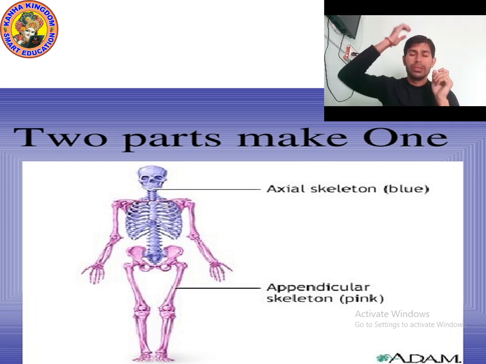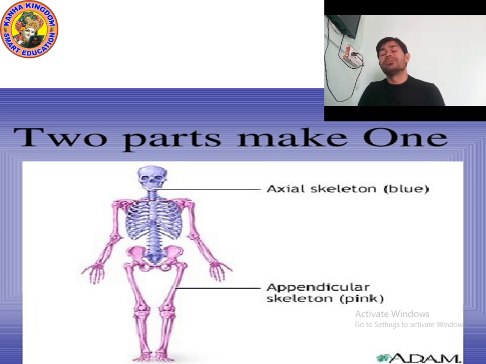So our skeleton has two parts: axial skeleton and appendicular skeleton. It's easy to memorize, you will not have any problem. Axial skeleton includes three parts: skull, spine, ribs, and appendicular includes pelvis, shoulder, arms, legs. It's very easy. Now let's move to the next point.